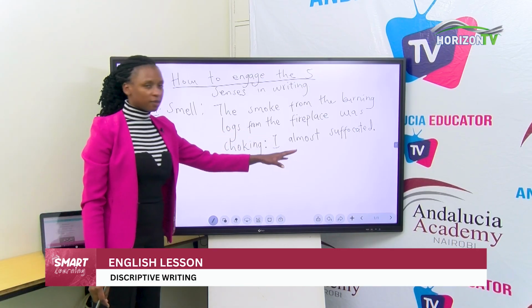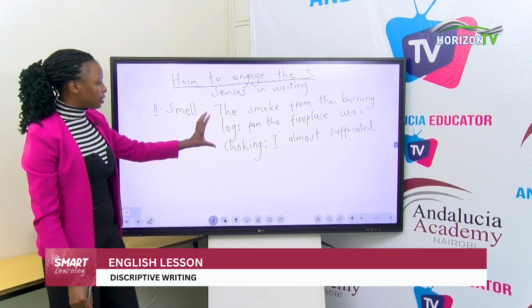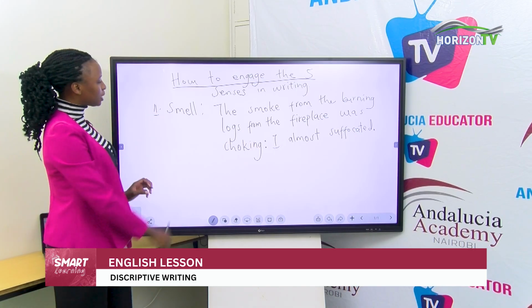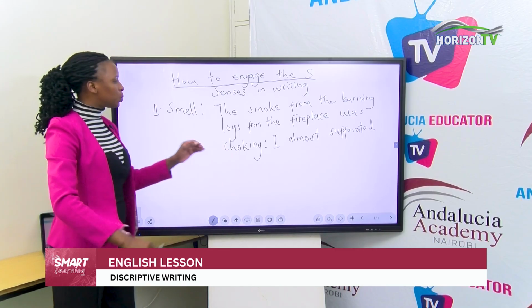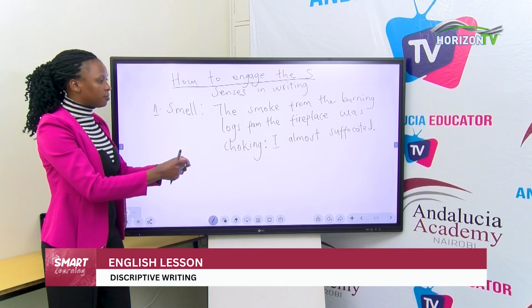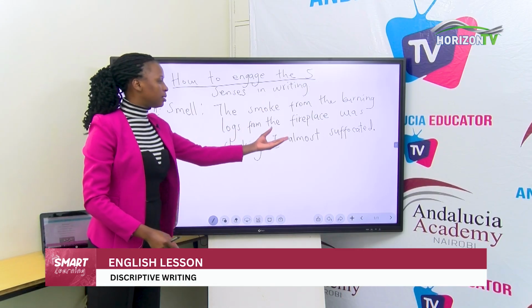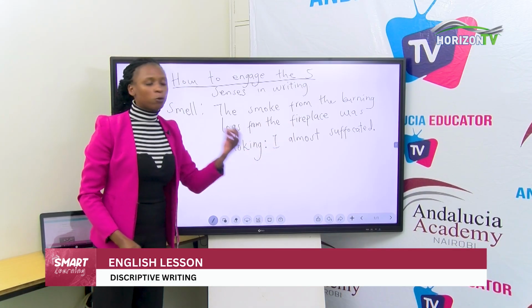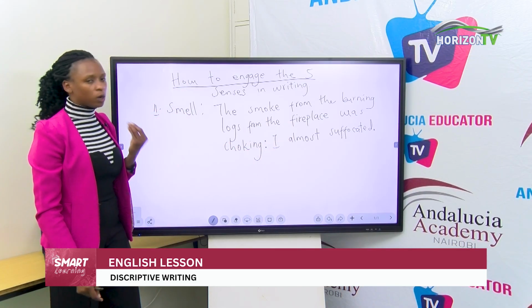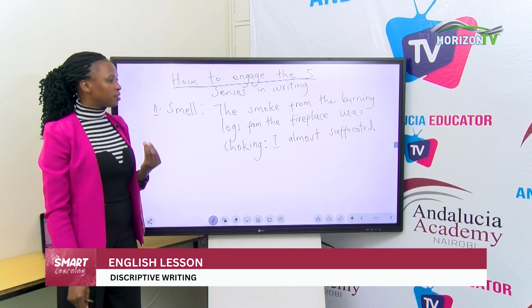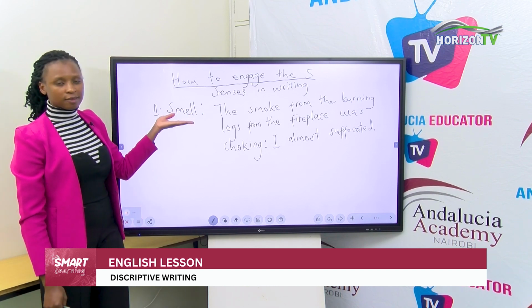I almost suffocated. So if you're looking at this sentence, I've not used the term smell. I've not used the term sense. I've not drawn a fireplace with smoke. I've not accompanied my writing with smoke for you to smell. We are looking at the choice of words, the choice of vocabulary. The vocabulary we use in our sentences will help us create the sense of smell.